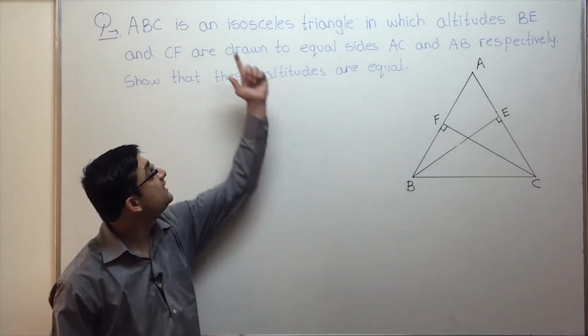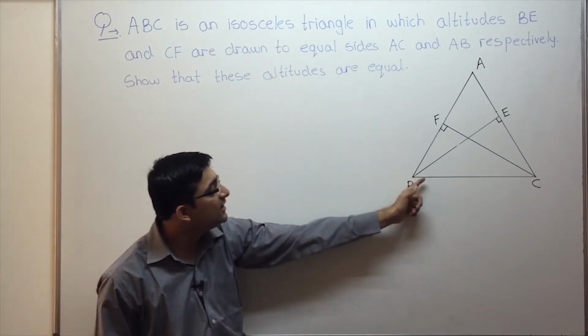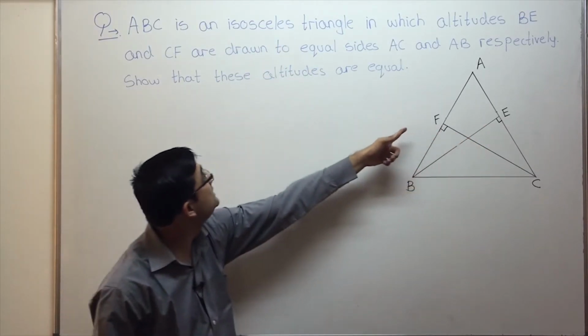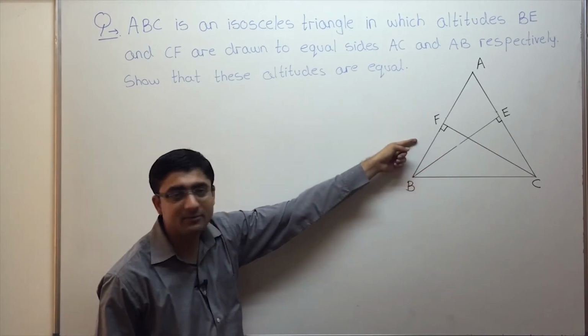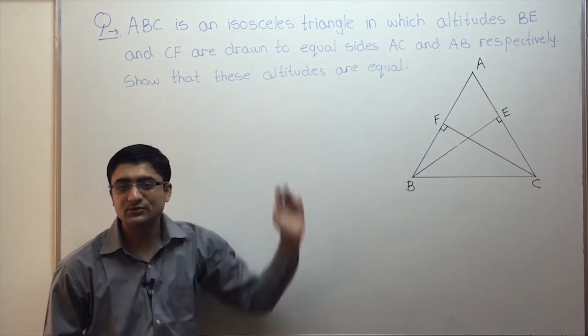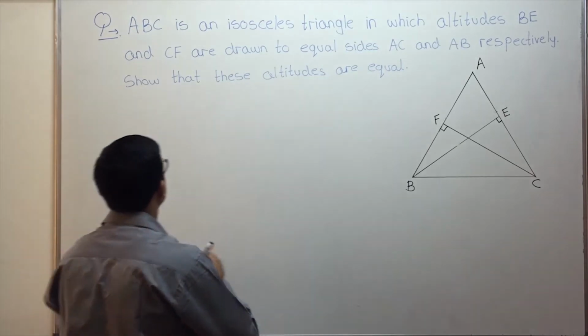So let's read the question. ABC is an isosceles triangle in which altitudes BE and CF are drawn to equal sides AC and AB respectively. Show that these altitudes are equal. So let's go step by step.